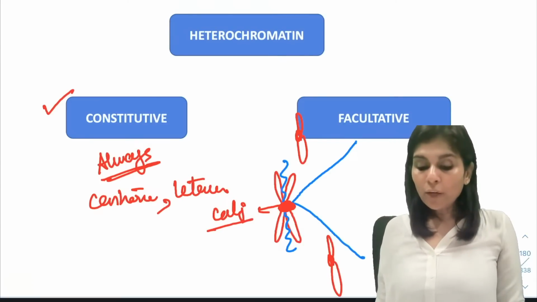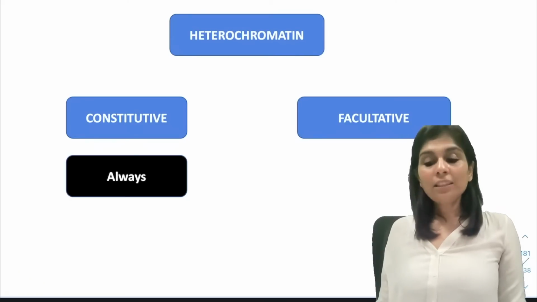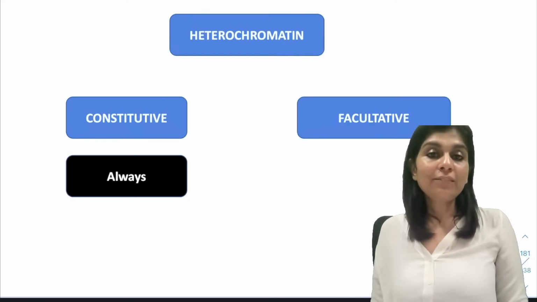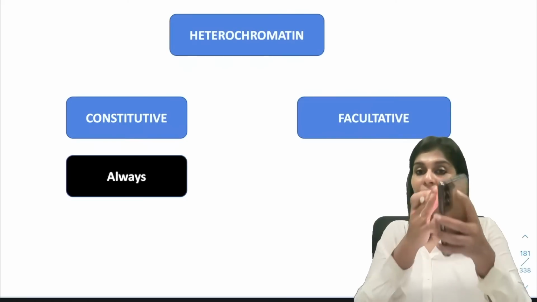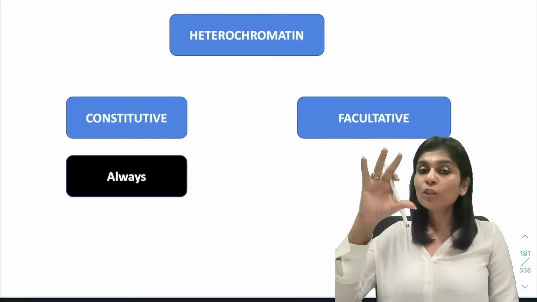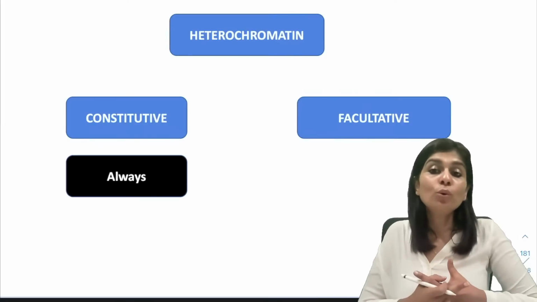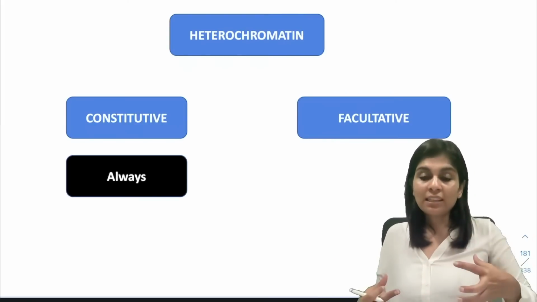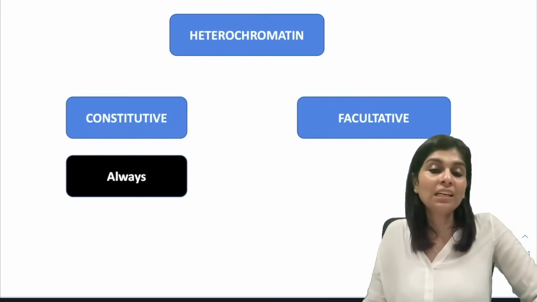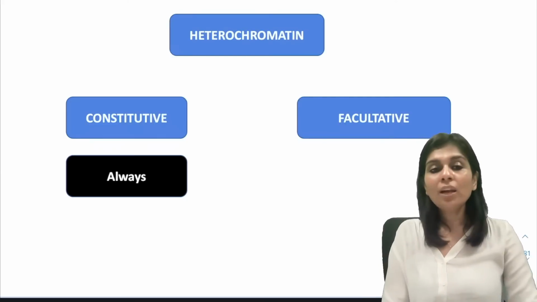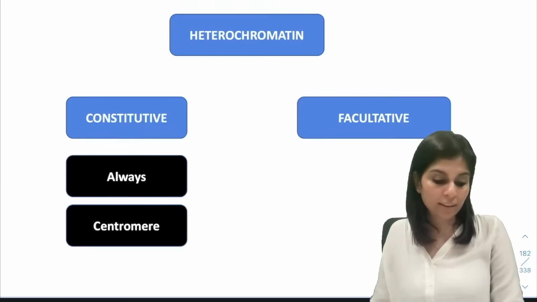Okay. Now, why do you want constitutive heterochromatin in the telomeric ends? You want it in the telomeric end because following every cell division, the telomeric end undergoes progressive shortening. Do you all know that? So tell me what would have happened if telomeric ends were provided with coding sequences. Following every cell division, the daughter cells would have undergone deletion of gene sequences, which is very dangerous. And that is why, both along the centromere and along the telomeric ends, we have constitutive heterochromatin.